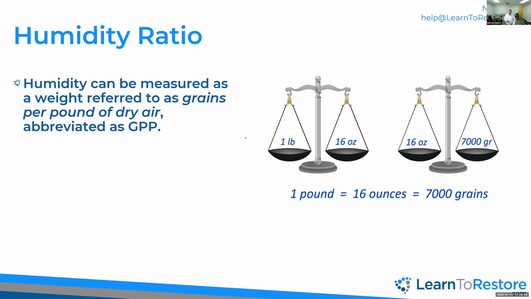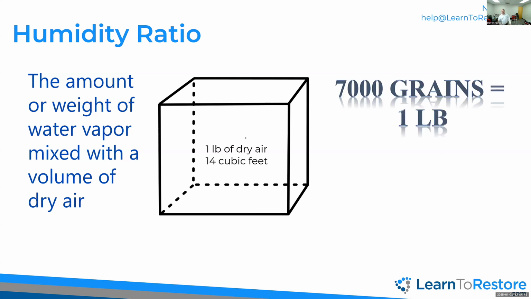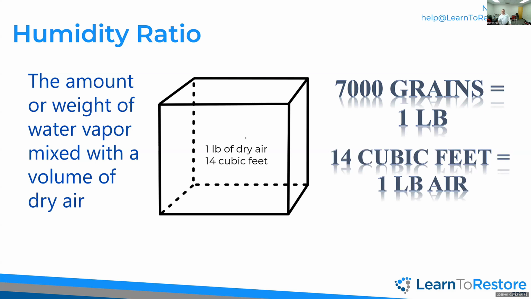And so again, just to recap, our humidity ratio is based on 1 pound of dry air. Now, again, I want to point out, this air is not dry. It has moisture in it. We're just counting it separately than everything else. How much moisture per 1 pound of anything else that's not moisture in there, or 14 cubic feet of air? 7,000 grains is the same as 1 pound. 14 cubic feet is about 1 pound of air.